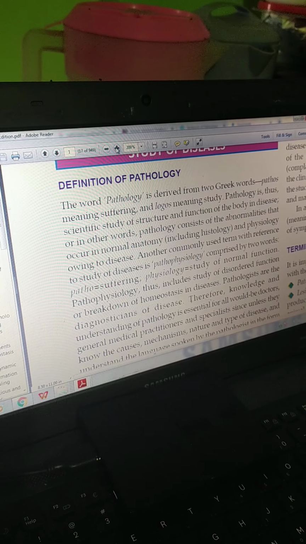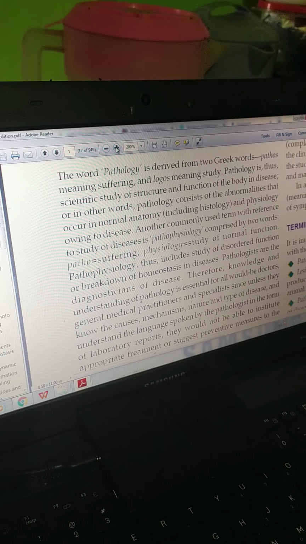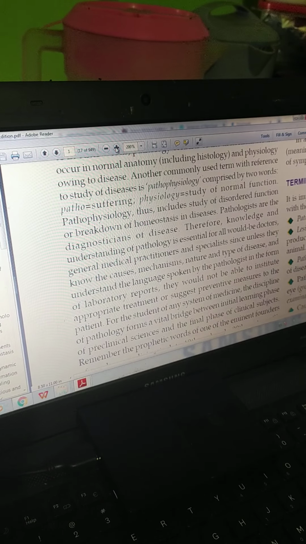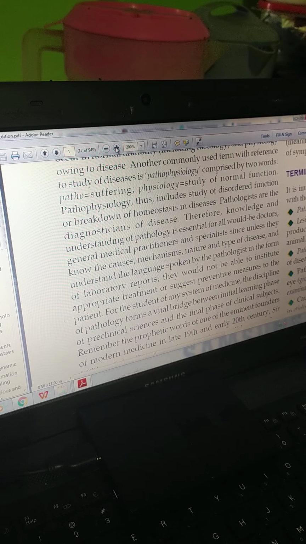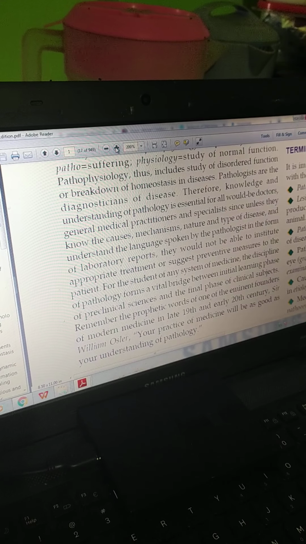Therefore, knowledge and understanding of pathology is essential for all would-be doctors, general medical practitioners, and specialists, since unless they know the cause, mechanism, nature, and type of disease, and understand the language spoken by the pathologist in the form of laboratory reports, they would not be able to institute appropriate treatment or suggest preventive measures to the patient.